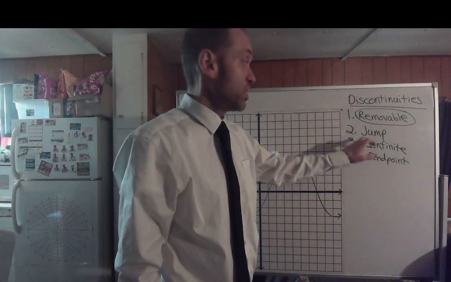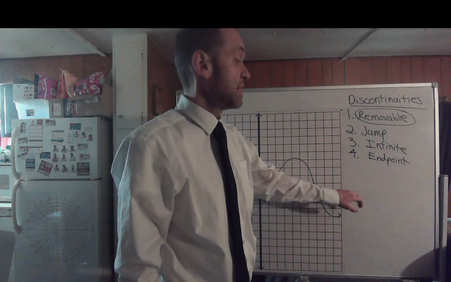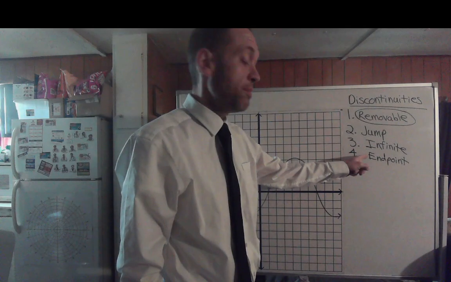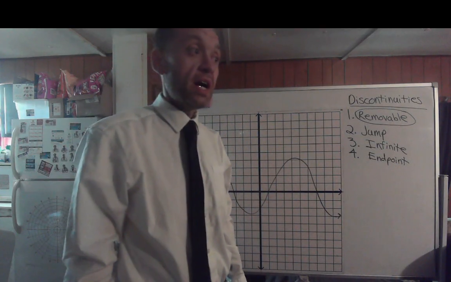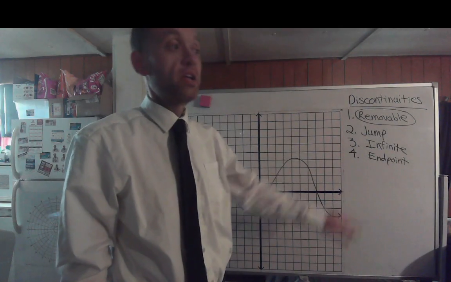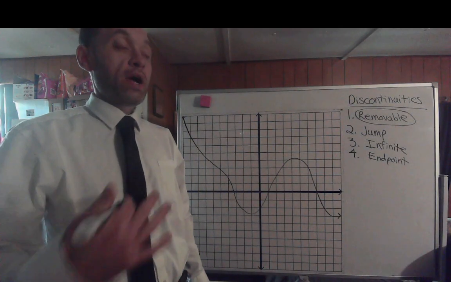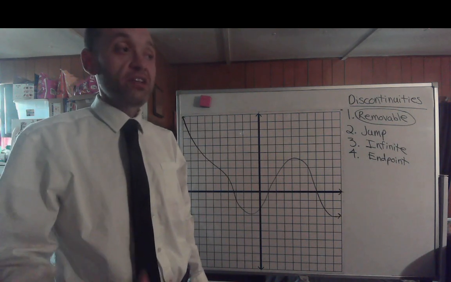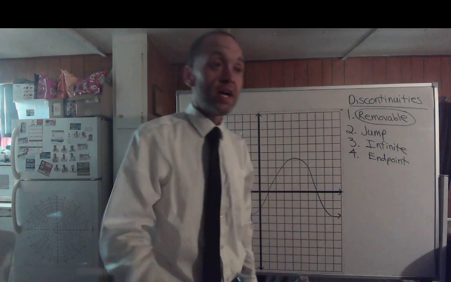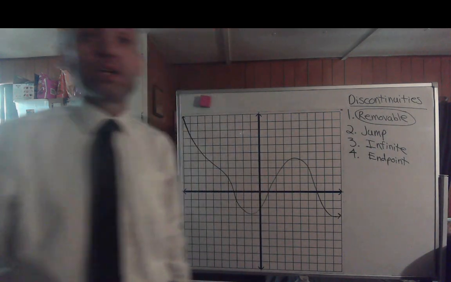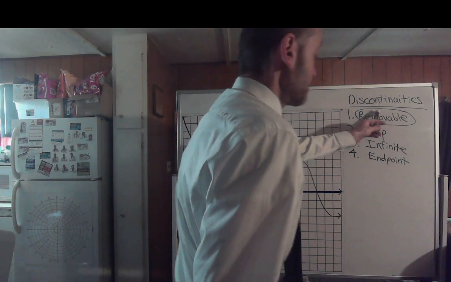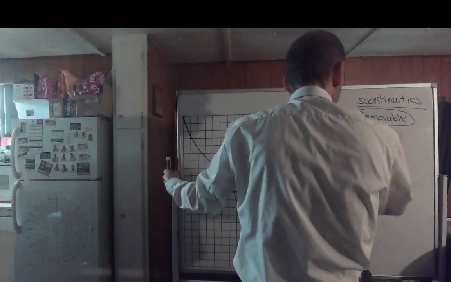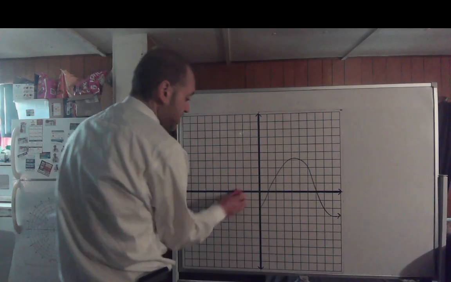The next lesson's jump discontinuities, and then the lesson after that will be both infinite and endpoint discontinuities. And then the 4th lesson is going to be called crazy graphs, where we combine all these into one, and you have to identify where the function's continuous or not, if it's continuous from the left or right or neither, and then what type of discontinuity it is. So that'll be the topic of the 4th lesson. But today, let's dive into the removable discontinuities. Let's start out with a graphic example of a removable discontinuity.